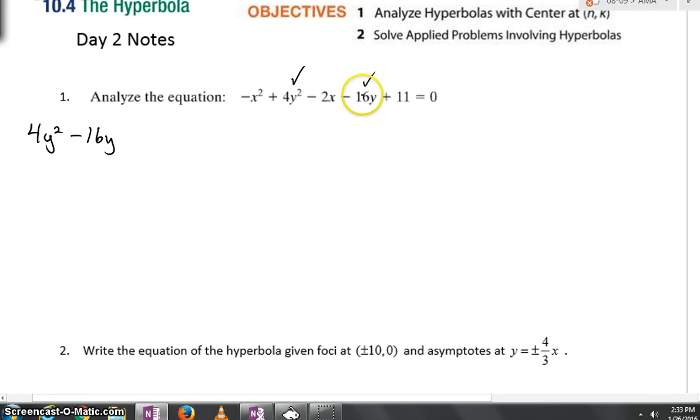Group your y terms together. They appear to be positive. We'll move them off to that far left-hand side right here. I'll say negative x squared. Keep the minus 2x over here as well. And let's move our constant of 11 to the other side.